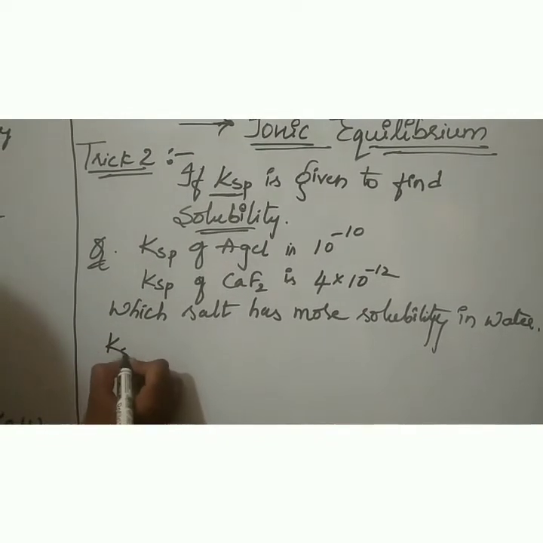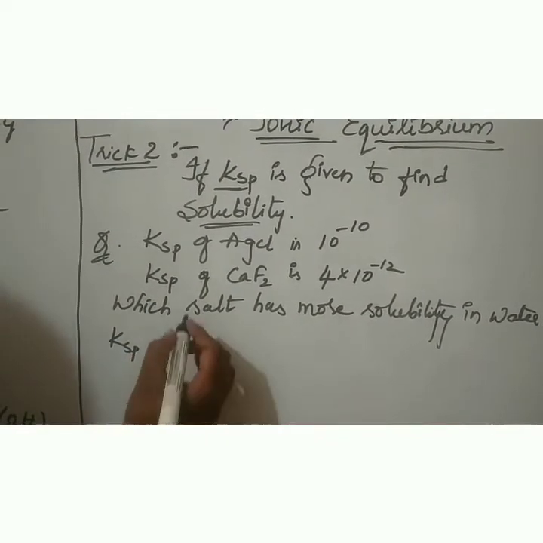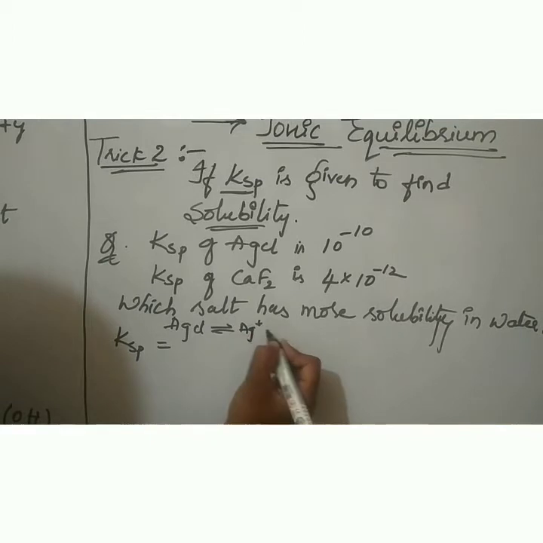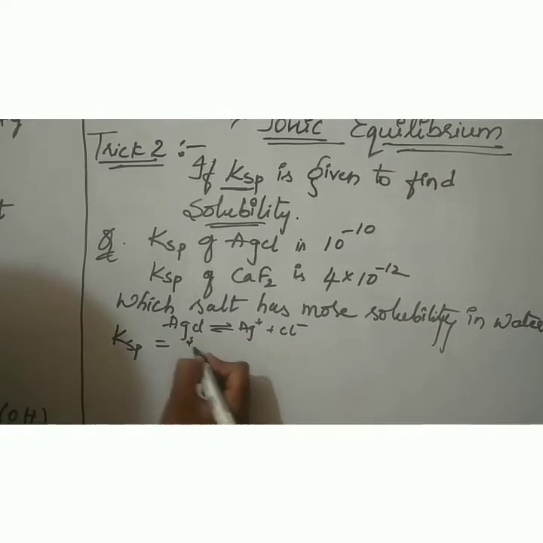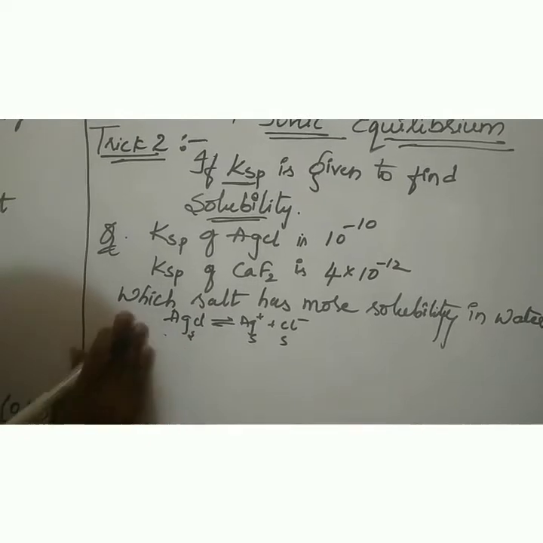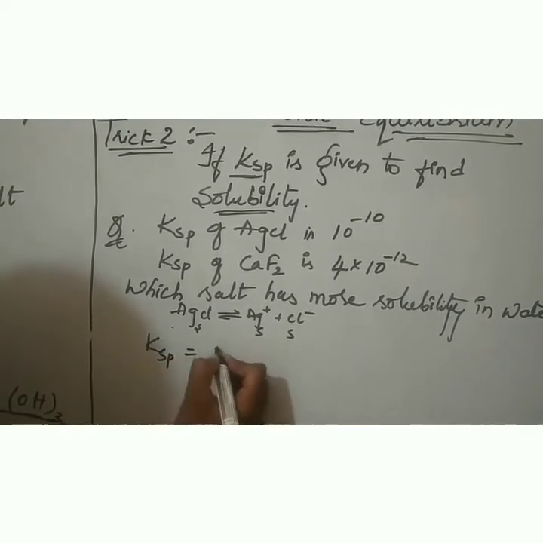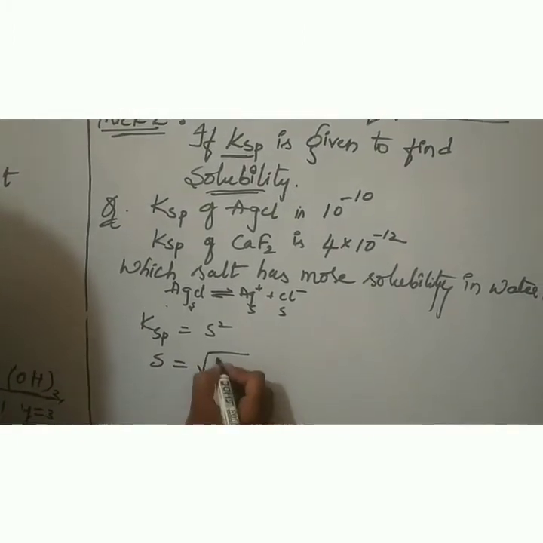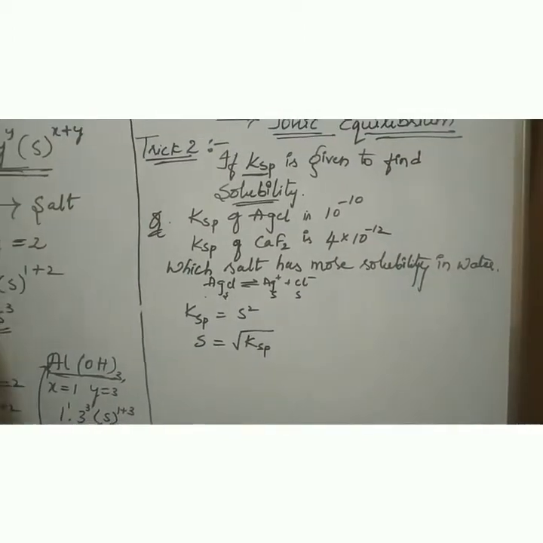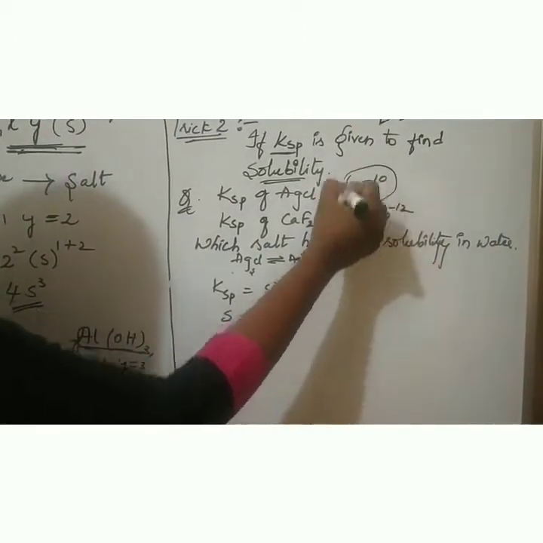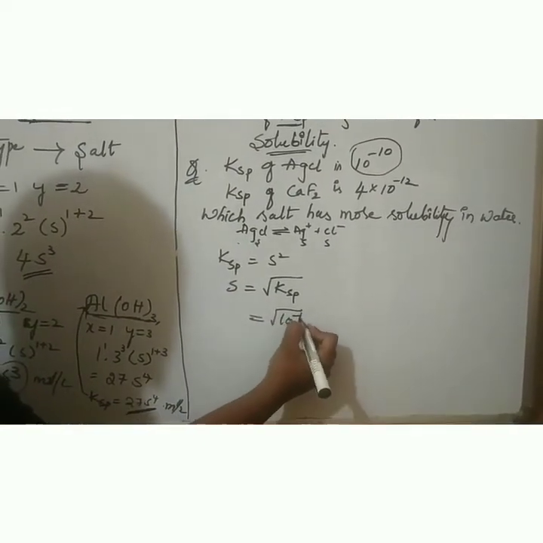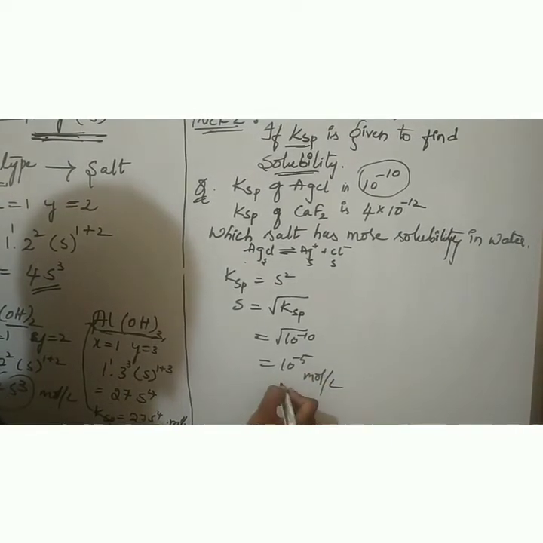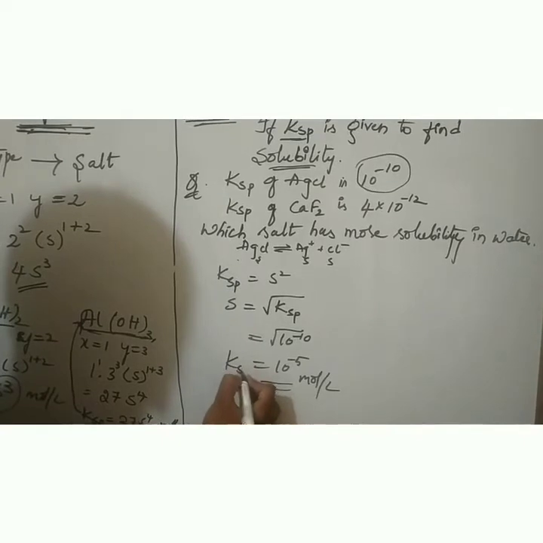See, I am finding for AgCl first. AgCl gives Ag plus and Cl minus, right? Then the solubility product is s square. So s, the solubility, is equal to the root of the solubility product. Here the solubility product is 10 raised to minus 10, root of 10 raised to minus 10 is 10 raised to minus 5 moles per liter. See, you got the solubility of AgCl.